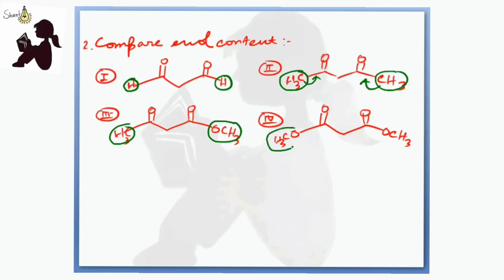Now in the fourth option, as you can see, it has two OCH3 groups whose plus I effect and plus M effect are both acting here. So its enol formation probability is highest. Okay, so what will be the order then? That will be 1 greater than 2 greater than 3 greater than 4 here, right?